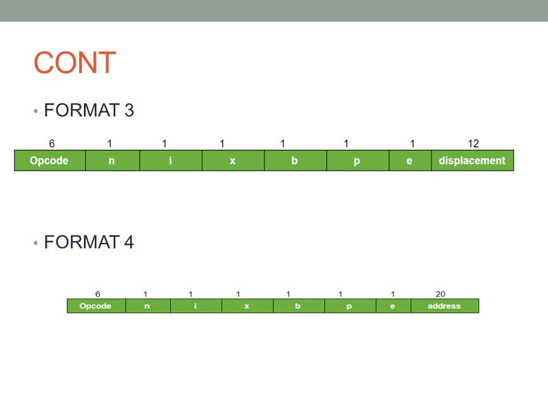Format 4 is similar to format 3, but in place of displacement there is an address, and that address takes 20 bits. To differentiate format 3 and format 4, in format 3 the e value will be 0. In format 4 the e value will be 1, and format 4 can be recognized by the plus sign; if the plus sign is present, it is format 4.